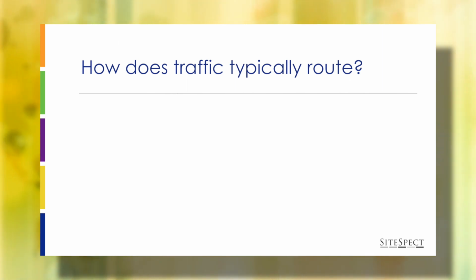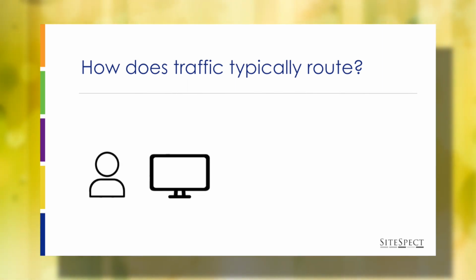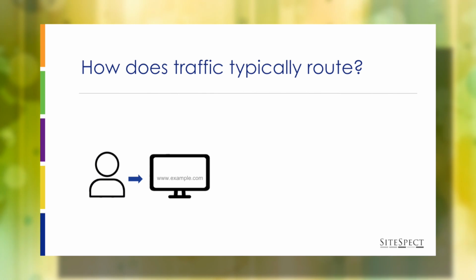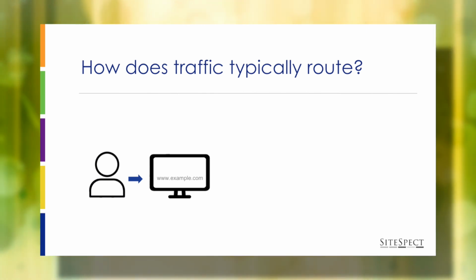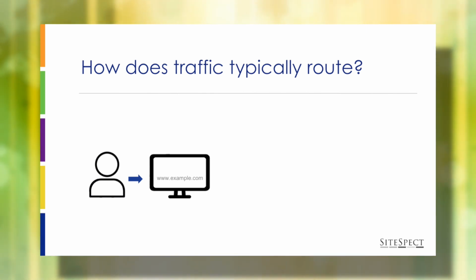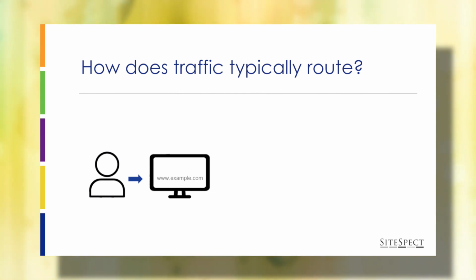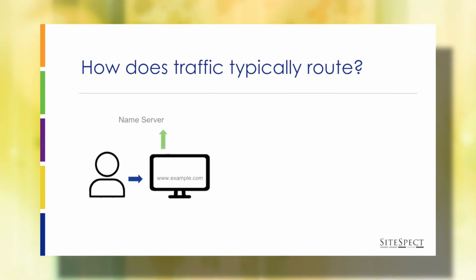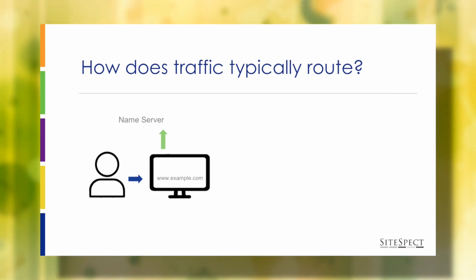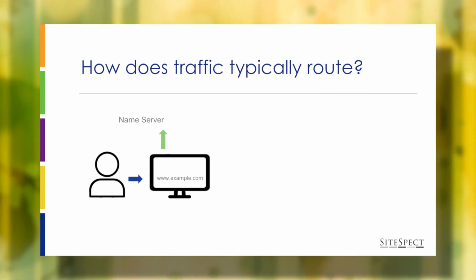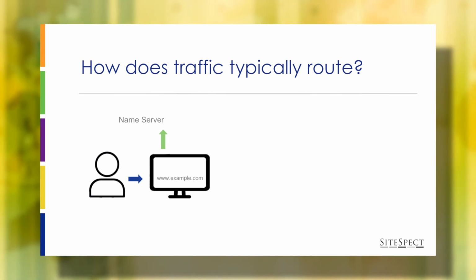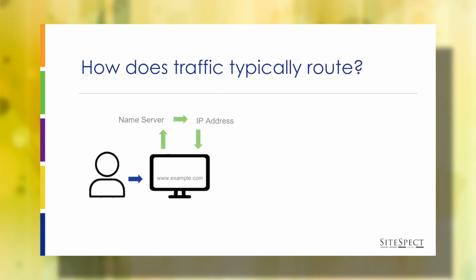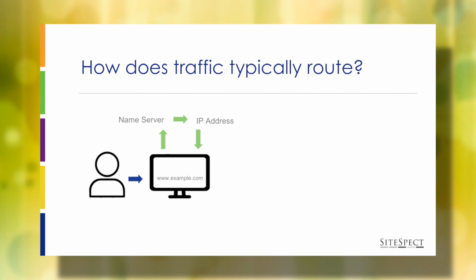Without SiteSpect, when your PC makes a request to a website, let's say www.example.com, your PC does not know the Internet Protocol address or IP address for the website www.example.com. So it asks a device called a name server. That name server either knows the IP address or asks other name servers that it's connected to until one of them responds with the IP address. The name server then sends that IP address back to the PC.